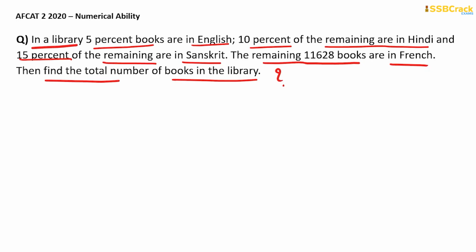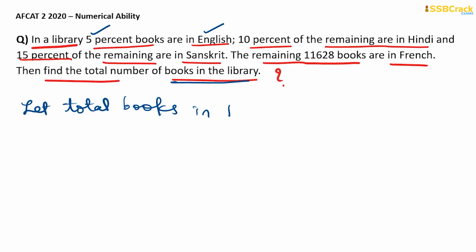This is an easy question based upon algebra. You have to follow a pattern of calculation of finding remaining books because they started with the 5% of books in English. We don't know how many books are there in the library, so let's assume them to be X number of books. So let the total books in the library be X in number. We assume this count so that it will be easier for us to formulate an equation and get the value of X, which is the unknown, the required answer to our question.